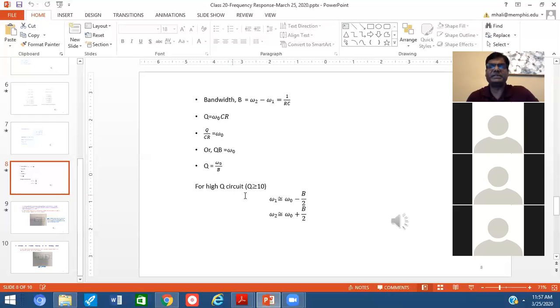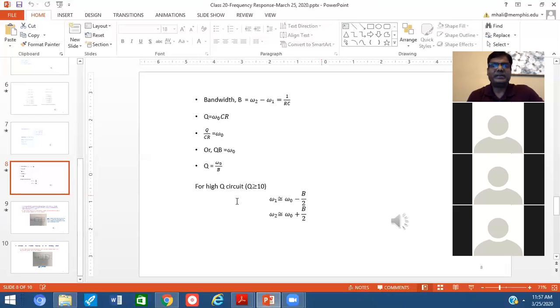So you can approximate omega 1 approximately omega naught minus B over 2 and omega 2 approximately omega naught plus B over 2. So same way, if you first calculate Q, and if you notice the value is at least 10 or greater than 10, then directly you can use these two expressions for omega 1 and omega 2. Otherwise, you could use those two long expressions.